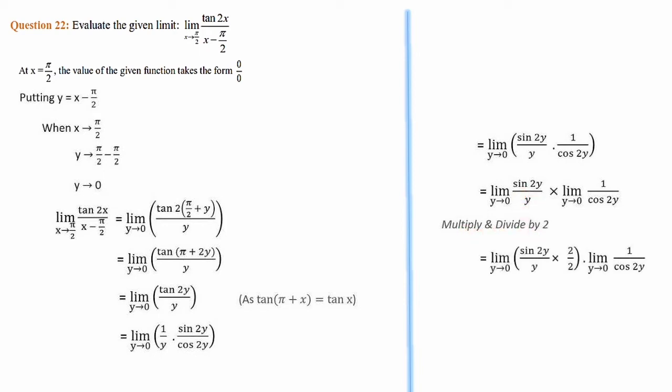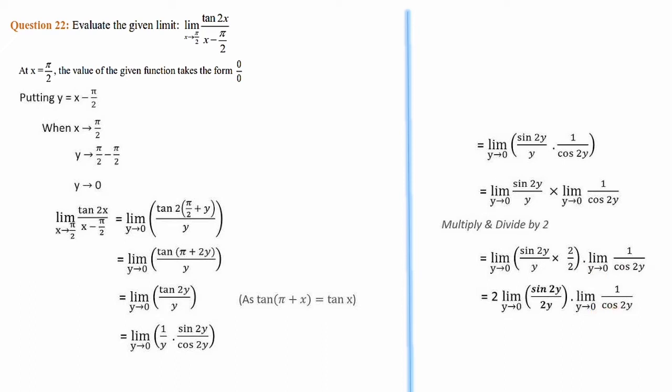Multiplying and dividing by 2 because we want an adjustment here. That is limit y tends to 0. In this term, we just multiply and divide 2: sine 2y by y into 2 by 2, into limit y tends to 0, 1 by cos 2y. And here, this 2 and y we can pair it, and the other 2 we can take outside because it is a constant. That is equal to 2 into sine 2y by 2y, limit y tends to 0, and this one no change, 1 by cos 2y.